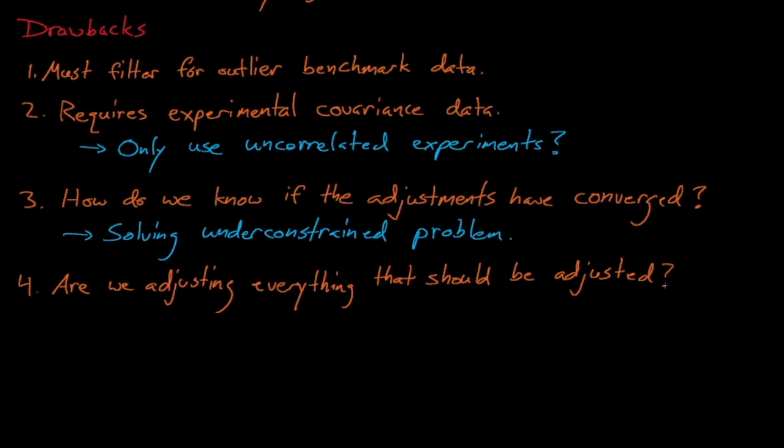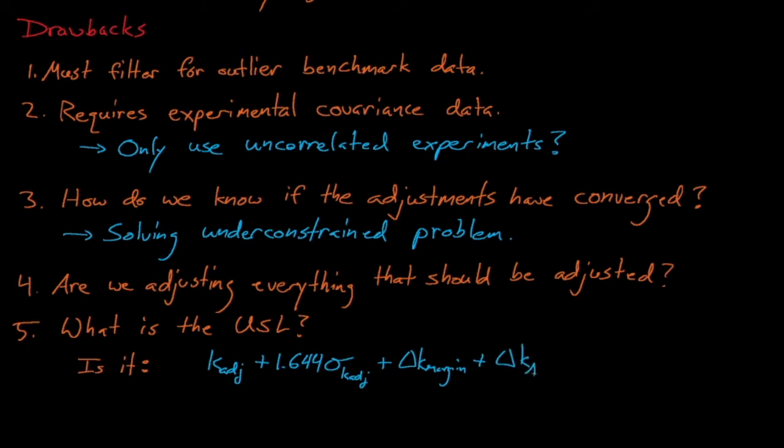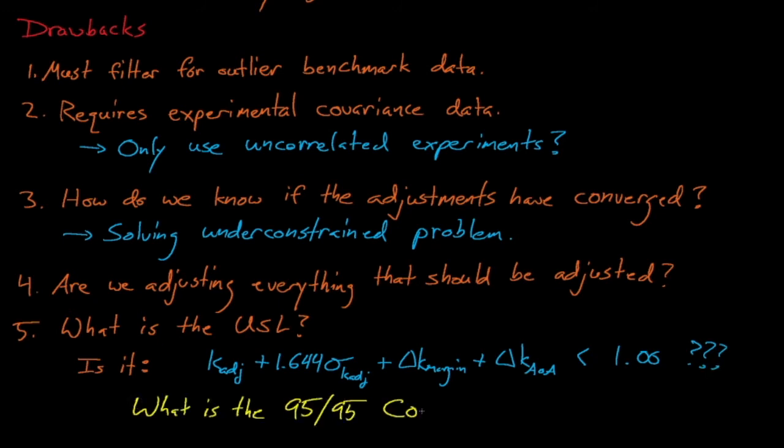The last difficulty with the TSURFER method is that we don't have a clear understanding of how to use it to estimate USLs. Should the USL just require that the adjusted K-effective plus 1.644 times the adjusted uncertainty and all appropriate margins be less than 1? This makes sense if the TSURFER adjustments are correct, but we don't know with absolute certainty that they are correct, and we don't have a confidence level for their predictions. Thus, it is difficult for TSURFER results to produce something like a 95-95 confidence interval, which makes criticality analysts uneasy about the method.